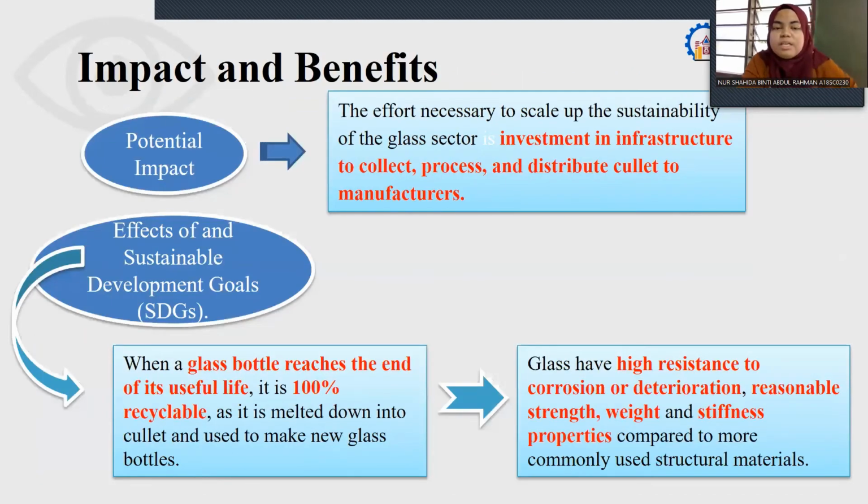The potential impact can be seen as an investment in infrastructure to collect, process, and distribute cullet to manufacturers, and in the effect on sustainable development goals. When a glass bottle reaches the end of its useful life, it is 100% recyclable, and glass has high resistance to corrosion and deterioration, reasonable strength, weight, and stiffness properties.